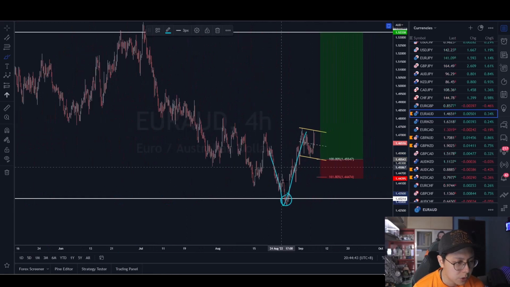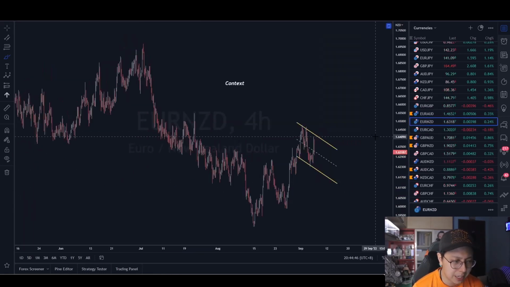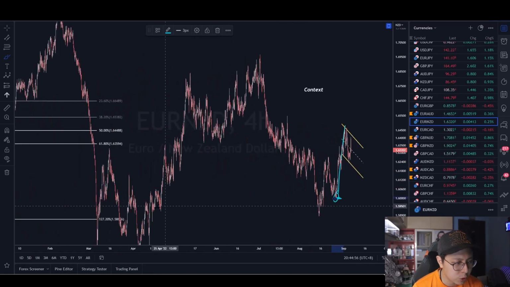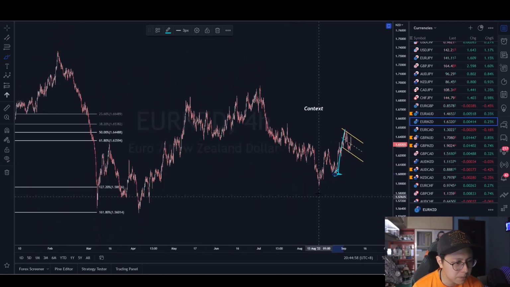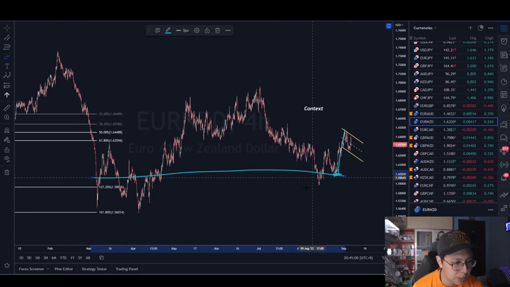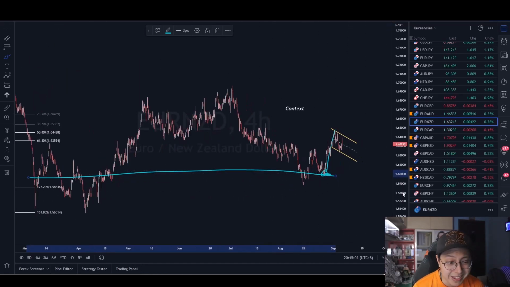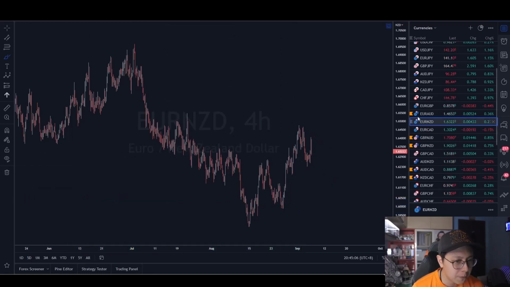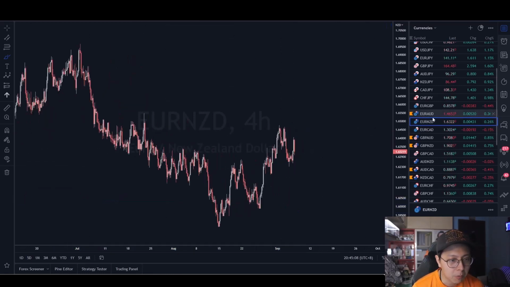That is where it's actually lacking in Euro Kiwi. You realize, where did the market come from? It comes from this bottom, which is not really a very strong reaction from the double bottom. There is no such thing on Euro New Zealand, so that is lacking by itself.